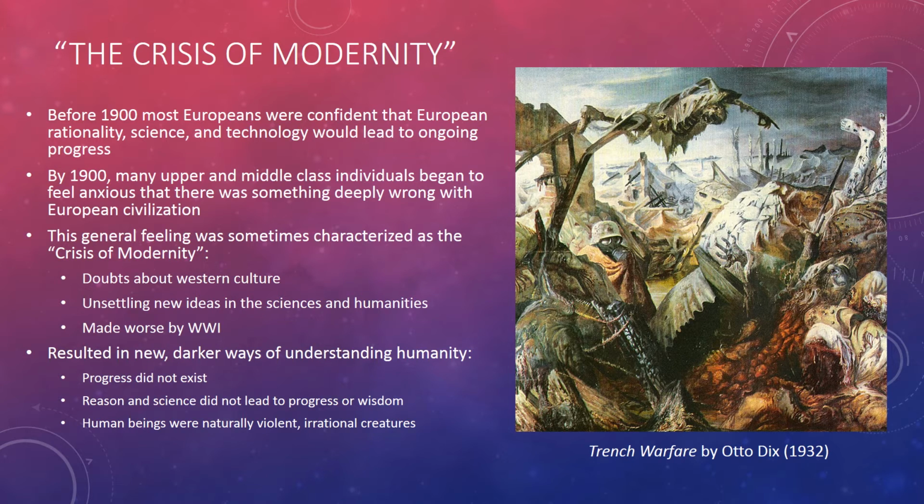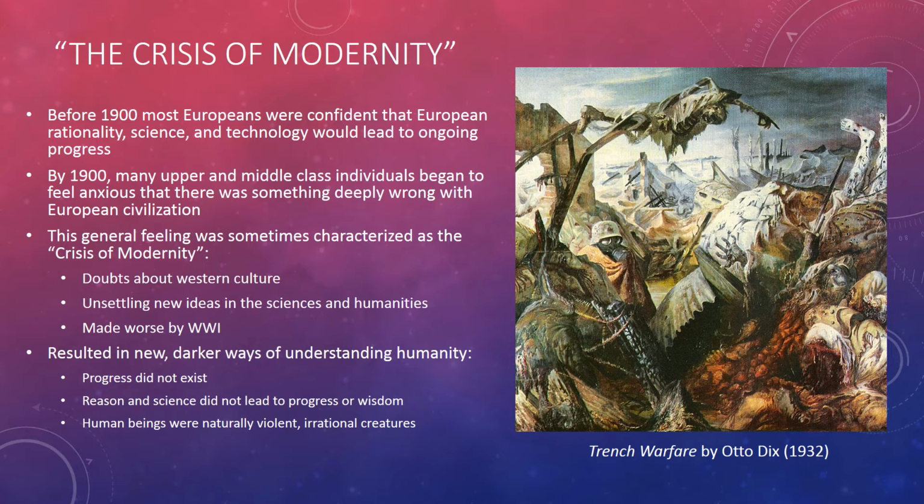So let's get started by just talking generally about what the Crisis of Modernity is. Generally, the Crisis of Modernity can be explained as a shift in the way that Europeans think about the world that starts to happen around the year 1900, so about 14 years before World War I starts. Before 1900, generally, most Europeans were confident that Europeans were great and that human beings were generally rational and that science and technology would make the world better and better as time went on. This is how Europeans had thought about themselves in the world since the Enlightenment.